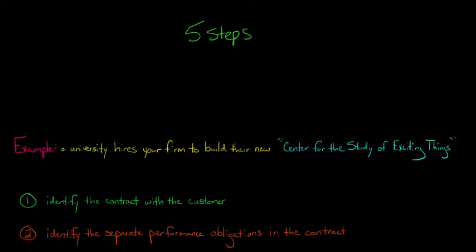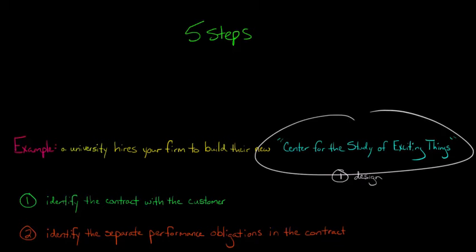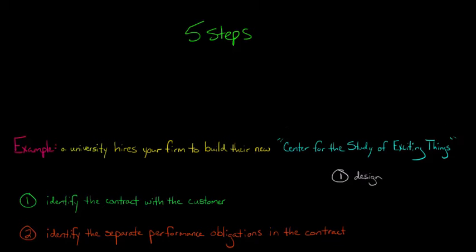So let's say that we're expected to do 3 different performance obligations. And so those obligations are as follows. Number 1 is that we need to design the building. Our firm needs to hire an architect or somebody to actually design the Center for Study of Exciting Things. And then 2 is, after we design the building, we also need to clear the lot. Clear the lot and prepare the lot. That's the area where we're going to build the building.